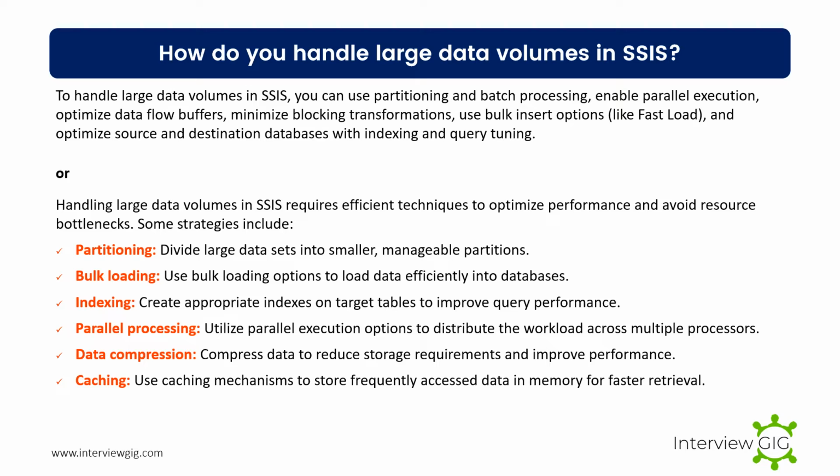Handling large data volumes in SSIS requires efficient techniques to optimize performance and avoid resource bottlenecks. Some strategies include partitioning: divide large data sets into smaller, manageable partitions. Bulk loading: use bulk loading options to load data efficiently into databases. Indexing: create appropriate indexes on target tables to improve query performance. Parallel processing: utilize parallel execution options to distribute the workload across multiple processors. Data compression: compress data to reduce storage requirements and improve performance. Caching: use caching mechanisms to store frequently accessed data in memory for faster retrieval.